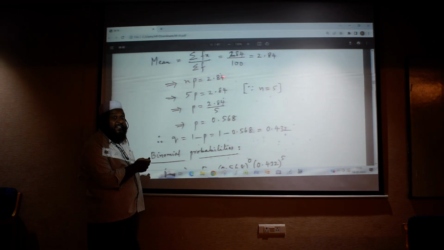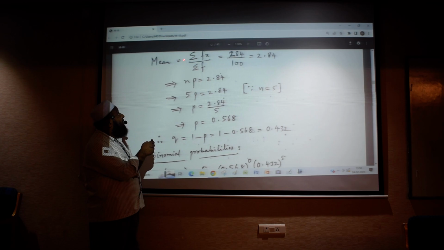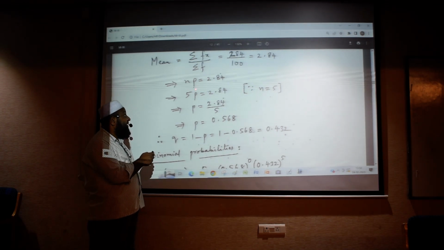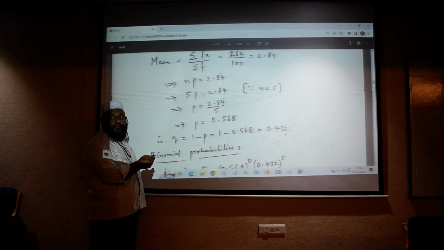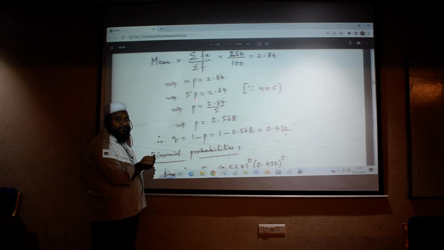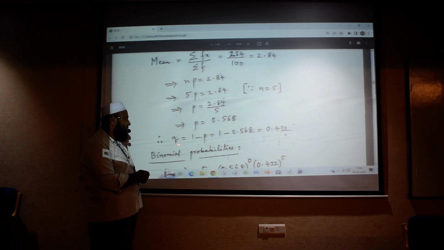So np, what is this np? Mean. Mean is np. Now this mean np is 2.84. What is that n value I told you? 5. So you write 5p is equal to this, p is this divided by 5. Since n is equal to 5, we got the p value, and we got the q value.